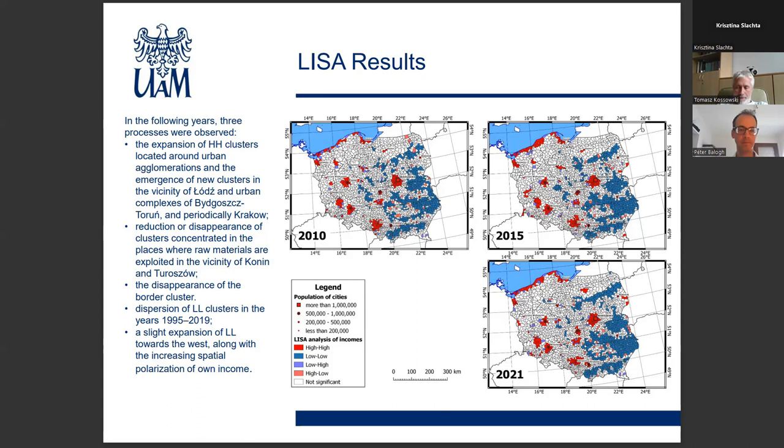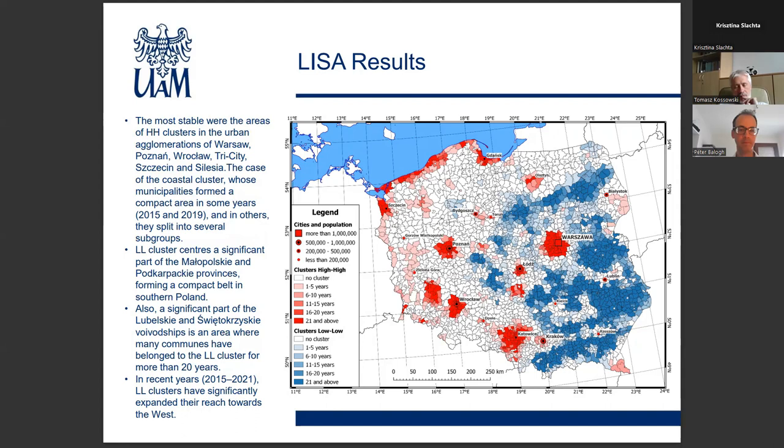So we can also analyze how these clusters changed year by year. There is a map which summarizes all these previous results. We can observe the stability of clusters. So we can see that the most stable clusters of rich communes are located around metropolitan areas like Warsaw, like Poznań, Wrocław, like Katowice in Silesia, Kraków, and Gdańsk in the north. And we have also areas where we have a permanent problem with low incomes per capita in communes, mainly in the rural part of eastern Poland.